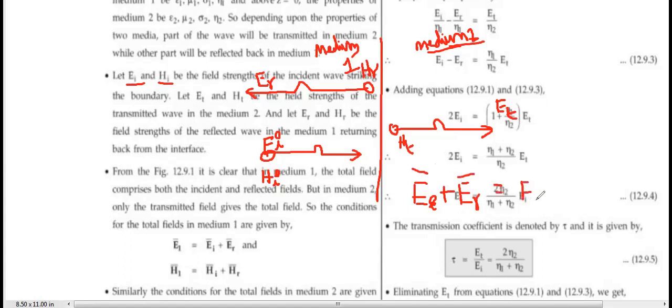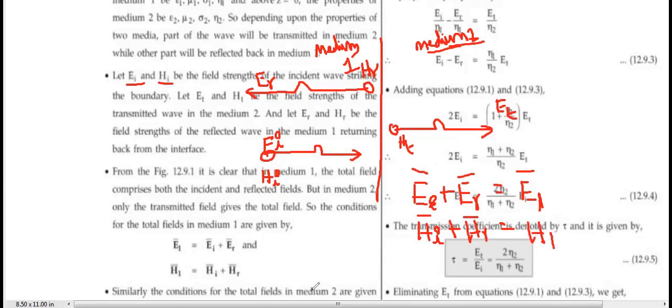Assume that E1 bar. Similarly, for the magnetic field, HI bar plus HR bar is equal to, not ER, sorry, H1 bar. Both are H terms only. H1. Okay.